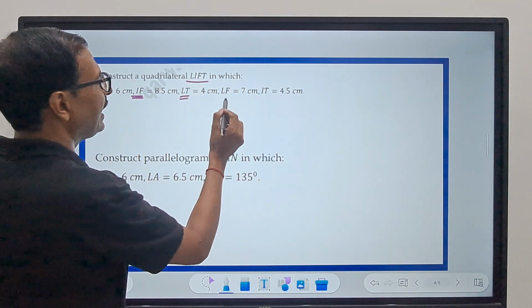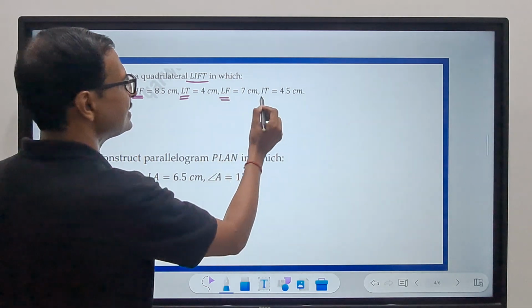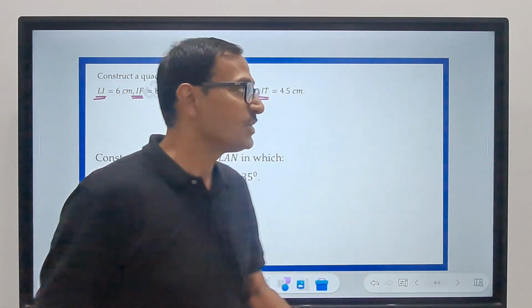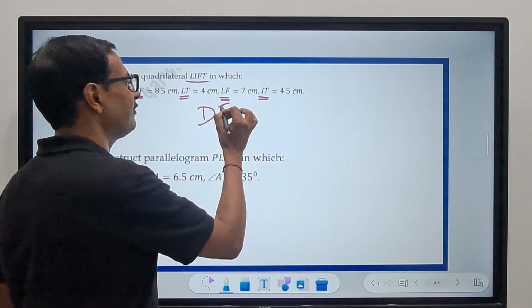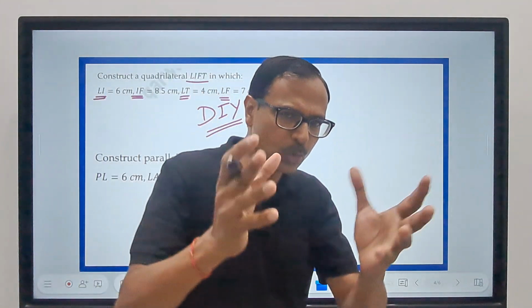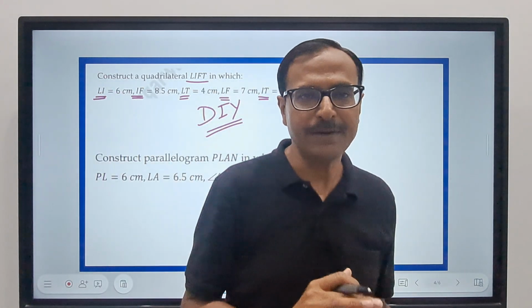LT is the side, LF is the diagonal, and IT is the other diagonal. So I'm being given 2 diagonals and 3 sides. So I'll leave this question as a DIY for you. Let me see how you draw it, because it is very closely related to the previous question which I did.